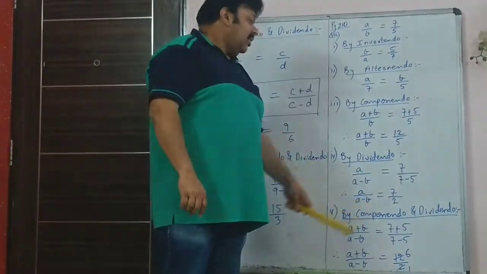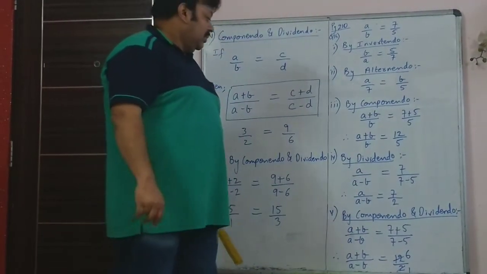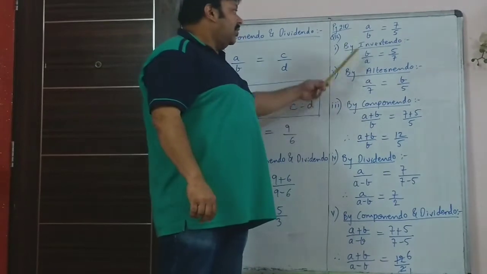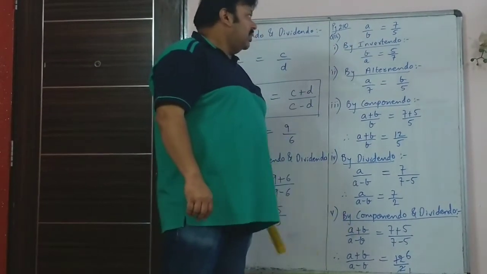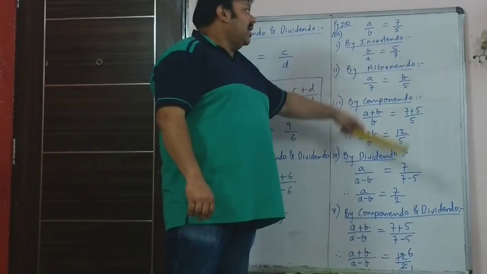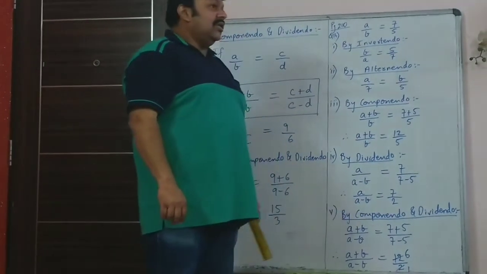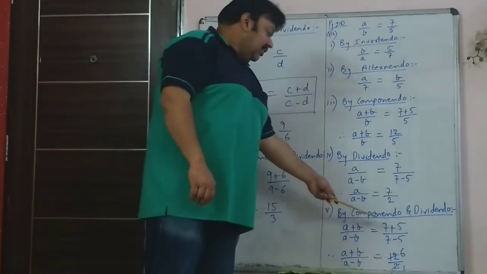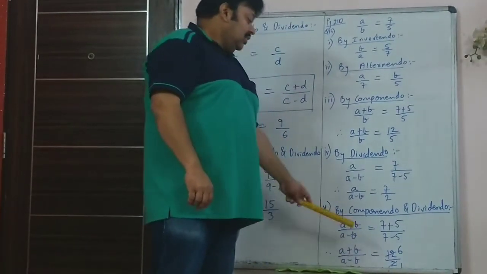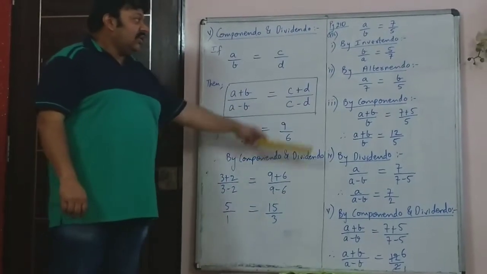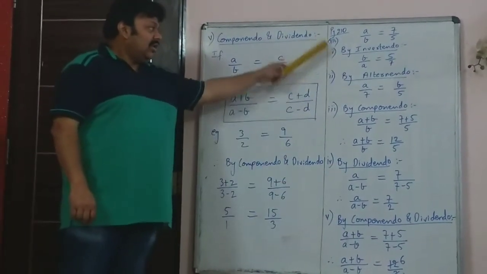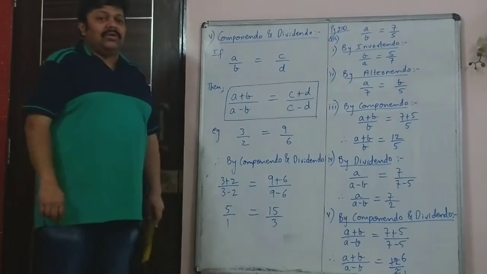By componendo and dividendo both together. So if you are using componendo, dividendo together, it will be a plus b upon a minus b, 7 plus 5 upon 7 minus 5. So it will be 12 upon 2, that is 6 upon 1. So this is how you do the various properties, all the 5 properties of componendo, dividendo.